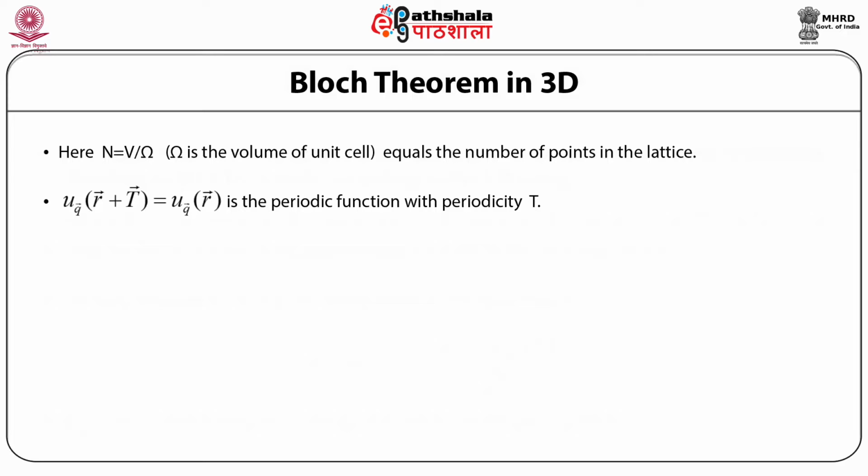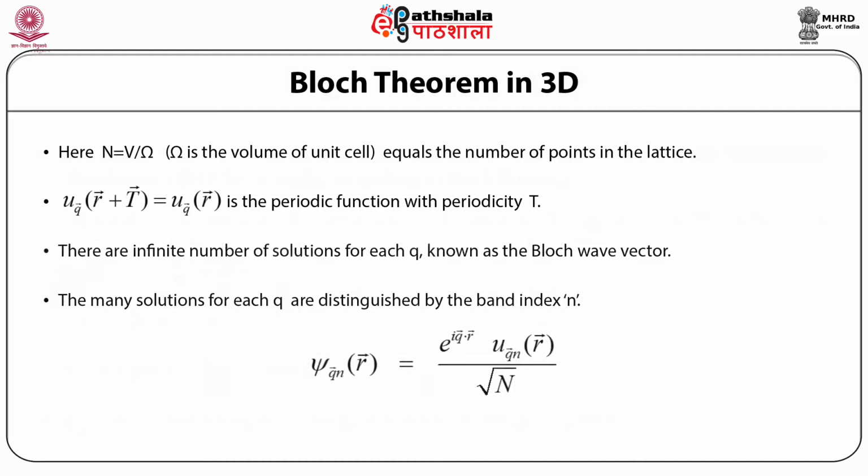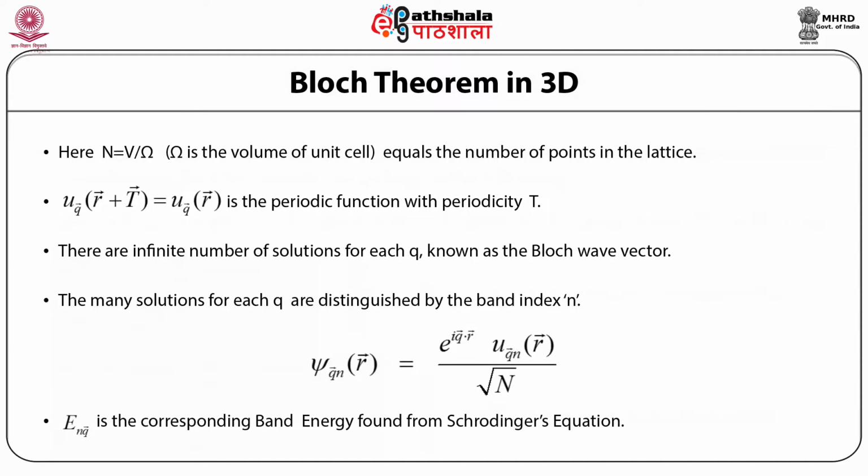There are an infinite number of solutions phi q r for each q. Here q is called the Bloch wave vector. The many solutions for each q are distinguished by the band index n. So we write phi q n as a function of r equal to e raised to power i q dot r into u q n as a function of r divided by root N, together with the corresponding band energy E n q found from the Schrödinger equation.